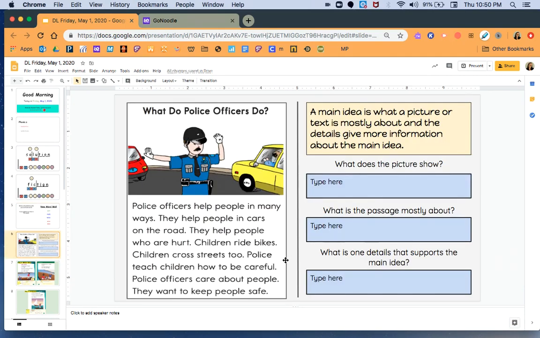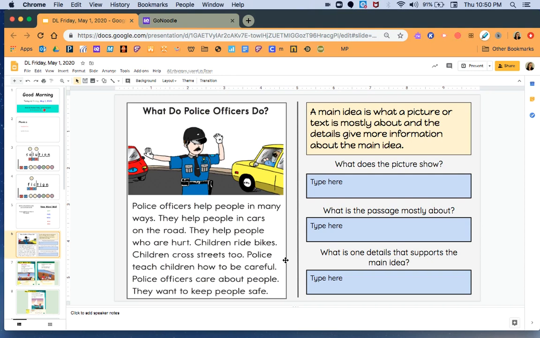So today we're going to be reading about main idea. So main idea is what a picture or a text is mostly about. A lot of times in a story, you're going to find lots of ideas, but the main idea is what it is mostly about. And there's always details that give you more information about the main idea. So today we're going to read a story called What Do Police Officers Do?